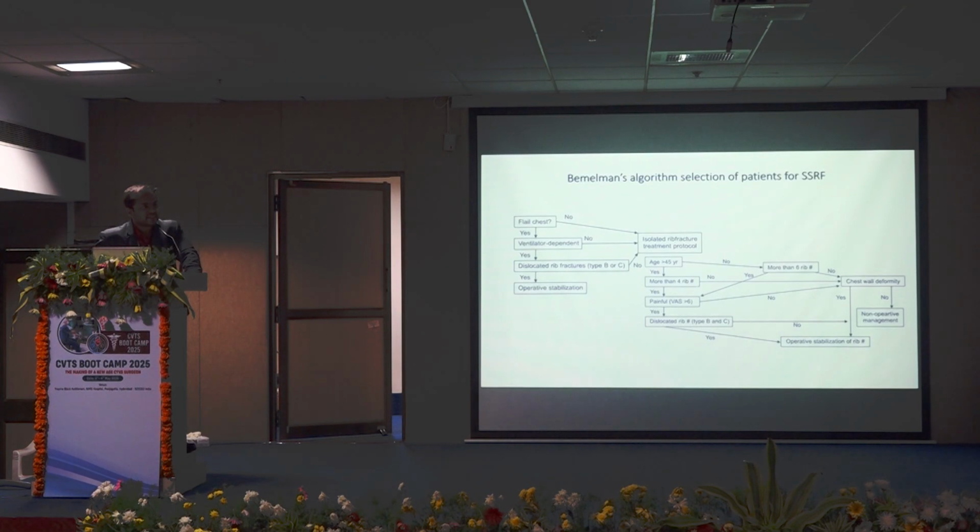Whereas when there are a few isolated fractures and no flail chest, he has taken the age criteria and number of rib fractures. The age criterion is 45 years. If the patient is more than 45 years old and has 4 or more rib fractures, and the pain scale is more than 6, then they have to be fixed. If the patient is less than 45 years of age, 6 or more rib fractures have to be fixed.